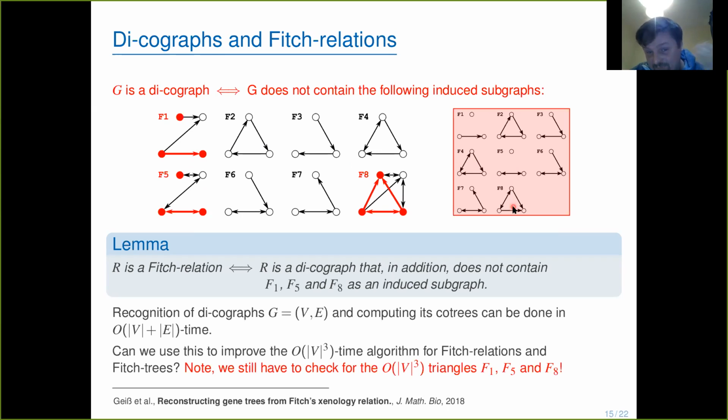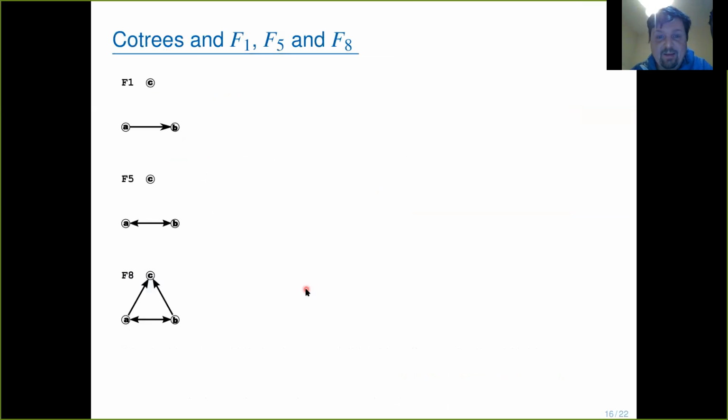Okay, I mean, still, we need to check for F1, F5, and F8 as an induced subgraph, right? Since even if we have a cograph, we need to ensure that we also have a Fitch graph, which also does not contain these guys. But now we can employ the cotree structure. Assume that we have an F1 subgraph as an induced subgraph. How would the cotree look like?